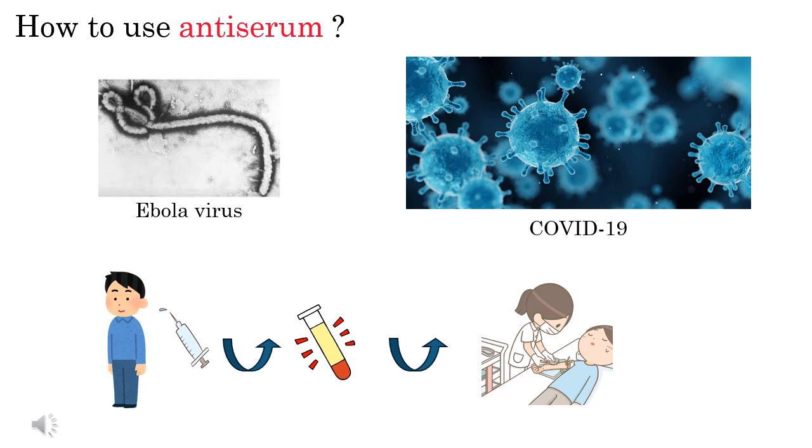Antisera are used as a temporary treatment for new viruses for which no vaccine has yet been developed. Antiserum is still used against the Ebola virus and was used against COVID-19. When pandemics occurred, antisera obtained from people who had once contracted that prevalent virus and were cured were given to patients.